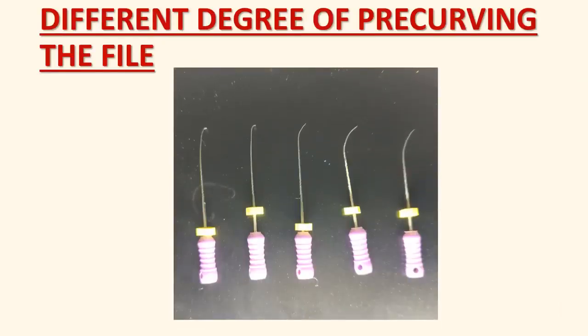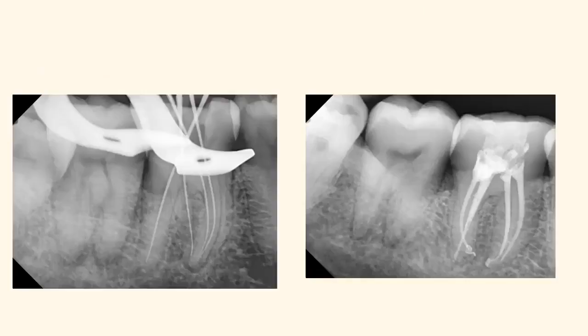These are the different degrees of pre-curvature of the file. Accordingly, you can pre-curve the file depending on the curvature of the canal you are treating. These are a few cases I would like to show, demonstrating proper glide path preparation resulting in predictable endodontics. I often spend maximum time on glide path preparation as compared to the actual instrumentation of the canal.